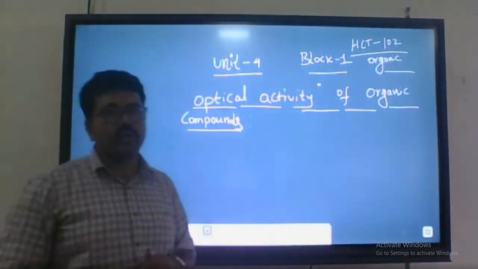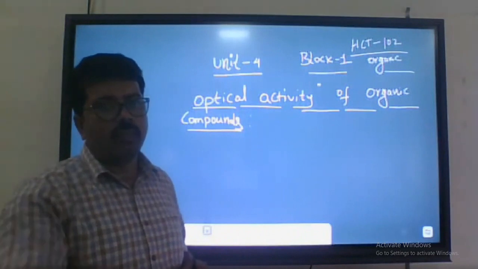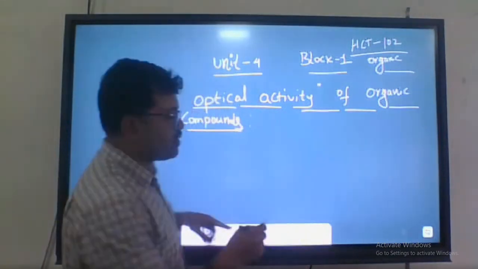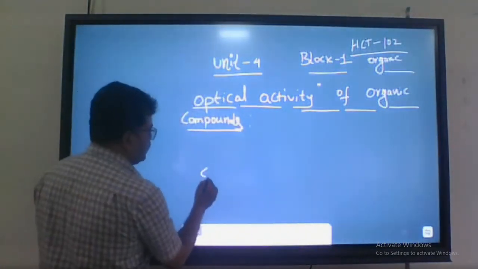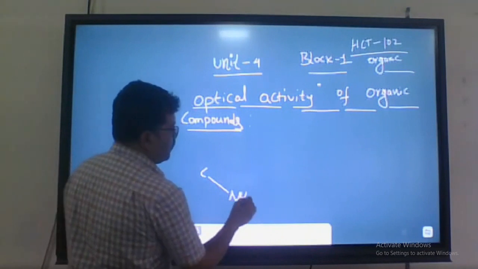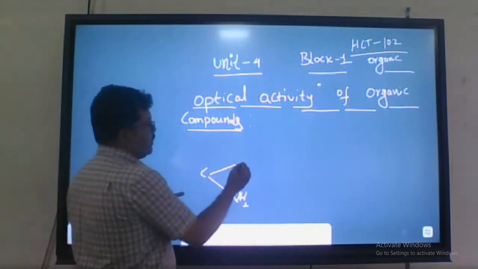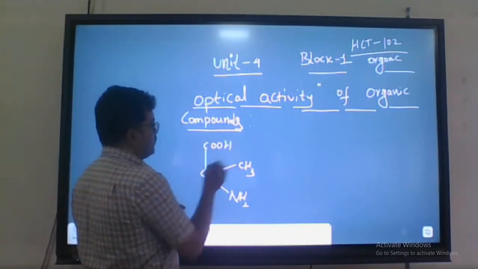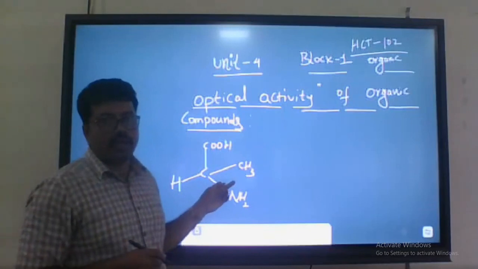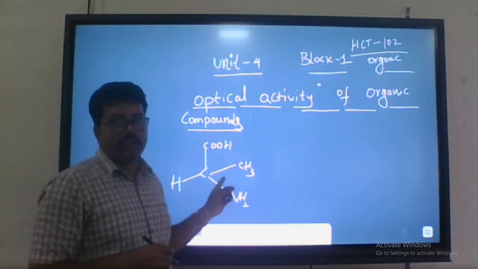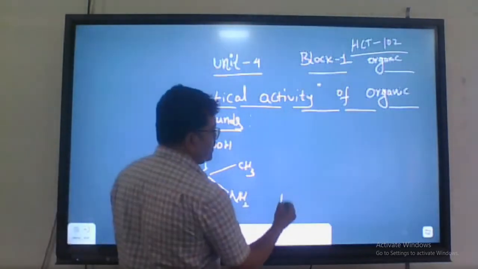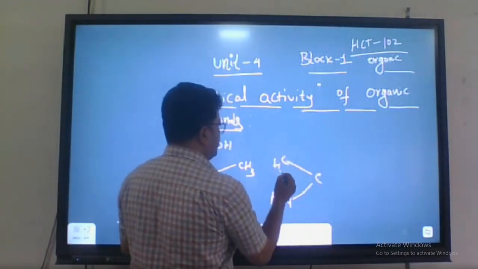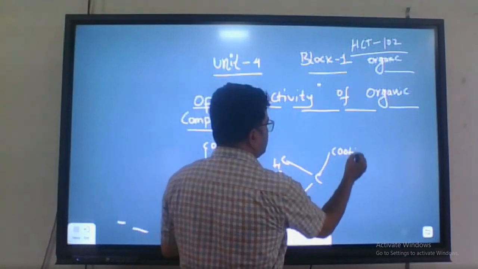What is optical isomerism? Optical isomerism is when four separate groups are attached to carbon. So this is chiral. With four different groups attached to a carbon atom, it is possible to have one more molecule that is a mirror image but not superimposable.